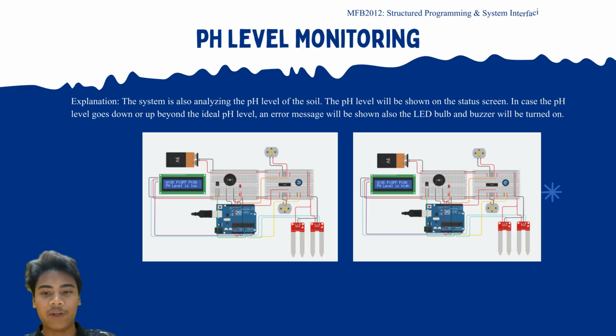For the pH level monitor, there are two scenarios in case of pH level abnormalities. The ideal pH level range is from 6.5 to 8.5. So if it is lower or higher than that, the system will display an alert and the buzzer and LED will activate to alert the user as well.